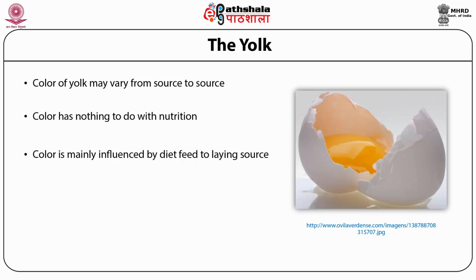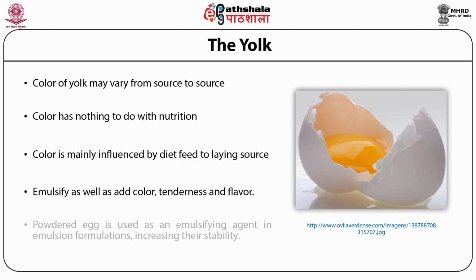Eggs perform multiple functions in making and processing foods. They emulsify as well as add color, tenderness, and flavor. Powdered egg is used as an emulsifying agent in emulsion formulations and increases their stability.